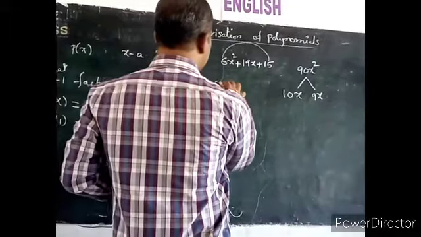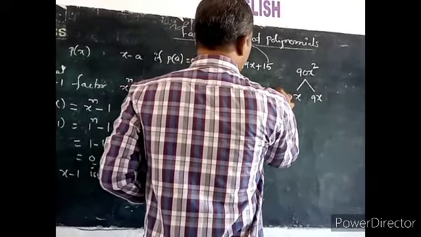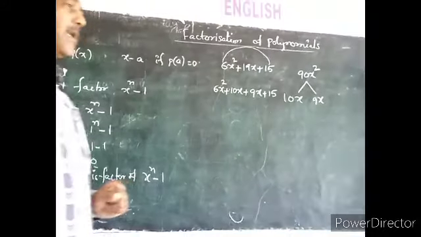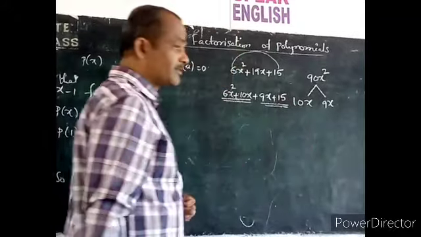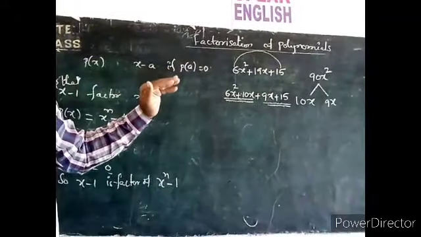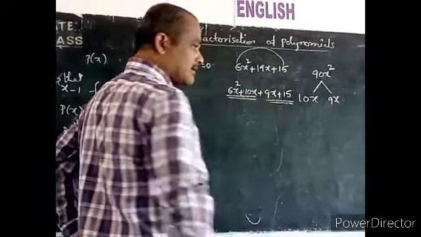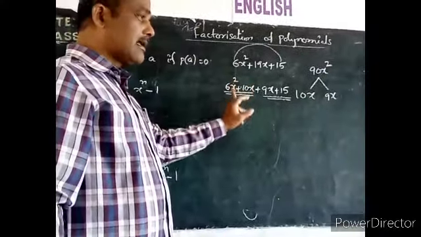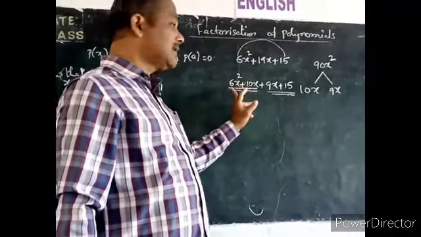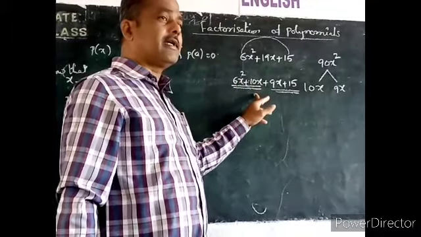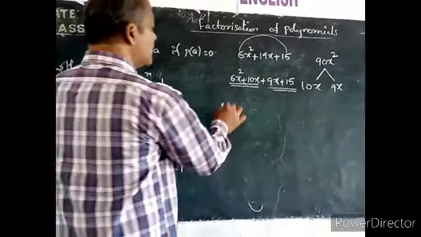Now write 6x square plus 10x plus 9x plus 15. Now take each two terms as one part. In those two terms, what factor is common? In 6x square and 10x, x is common, since x exists in x square and here also. Additionally, 2 threes are 6, 2 fives are 10. That means 2x is taken out.